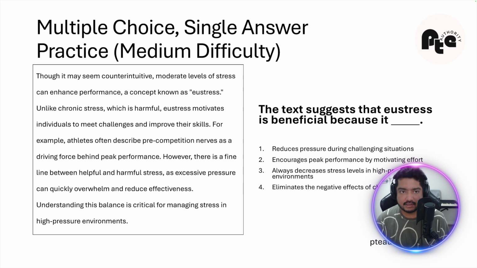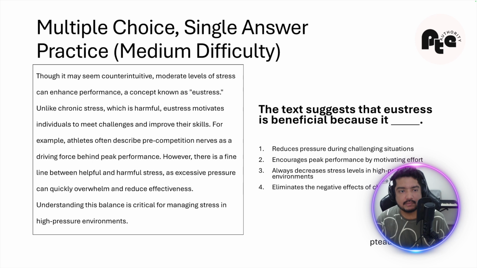Okay, so let's read the question first. The text suggests that eustress is beneficial because it blank. So the text suggests that eustress is beneficial because. So why is eustress beneficial? This is a why question. So we should be looking in the text for why eustress is beneficial. Now let's read the text.